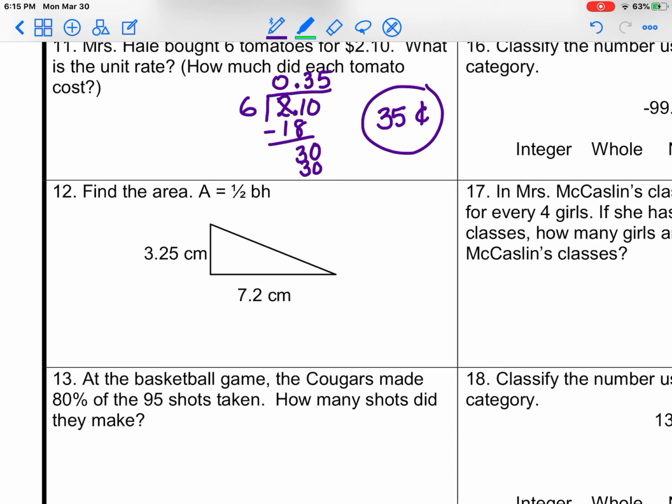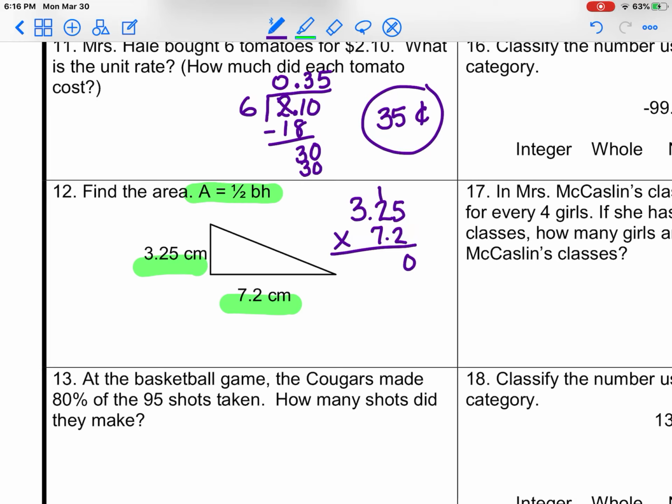Okay. Number 12, find the area. Area of a triangle is 1/2 base times height. Here we have the base and here we have the height, or vice versa, however you want to look at it. So, since we're multiplying, we can multiply those two numbers in any way. I'm going to choose the longest number and put it on top. 3 and 25 times 7 and 2 tenths. Don't worry about the decimals right now. We'll put them in later.